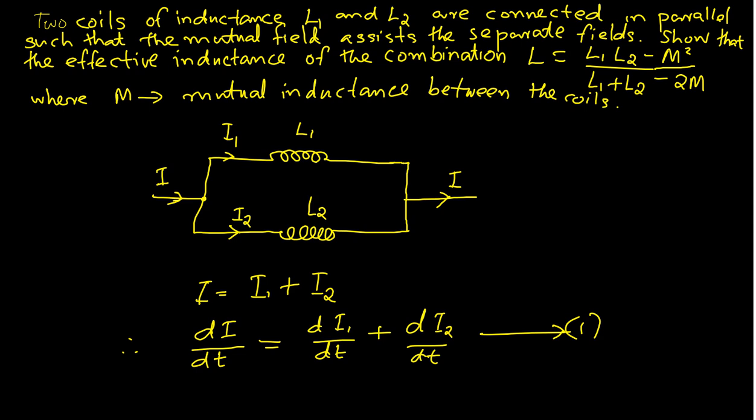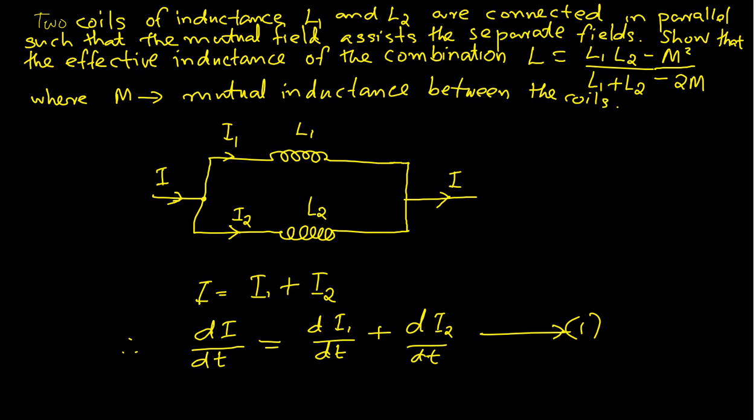In each coil, both self and mutual induced EMFs are produced. In L1, there is an EMF due to the self-inductance of the coil L1 and the mutual inductance due to L2 in L1. Similarly, in L2, there is an EMF due to the self-inductance of L2 and the mutual inductance due to L1 in L2. Since the coils are parallel, the EMFs are equal.